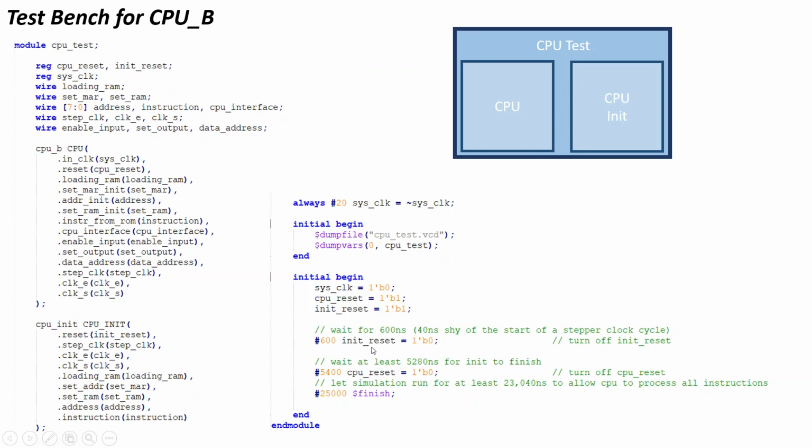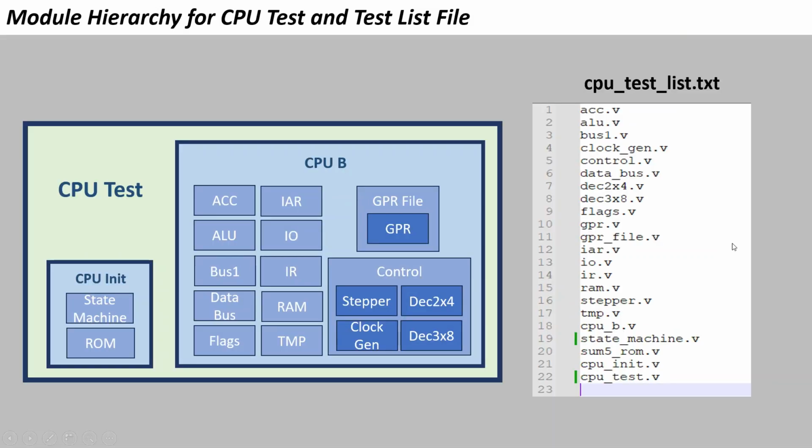I decided to wait 60 nanoseconds, just 40 nanoseconds shy of taking the init off of reset. Then I'm letting it run that minimum 5280, but I went to 54 until letting the CPU start running its instructions, and then I give enough time. The minimum is 23040 nanoseconds. I'm just running it for 25,000, and then we'll finish.